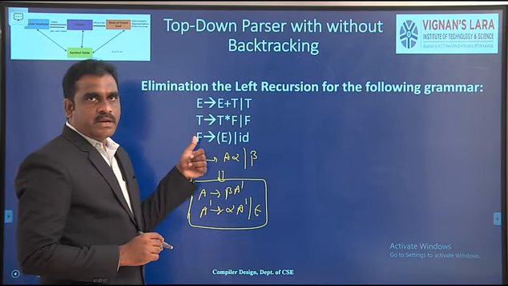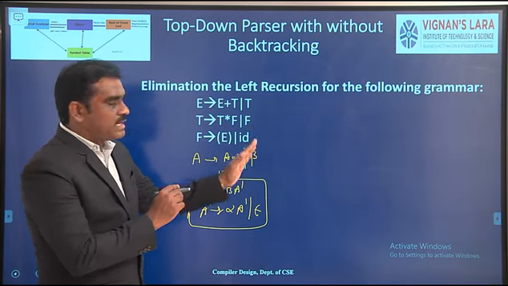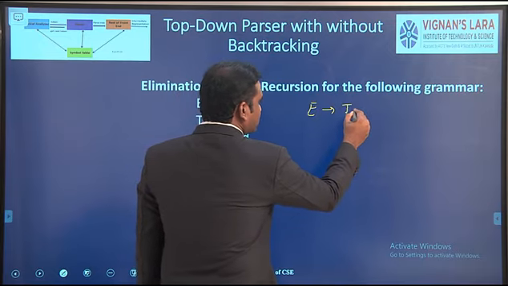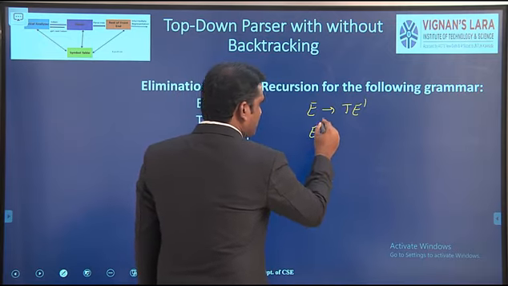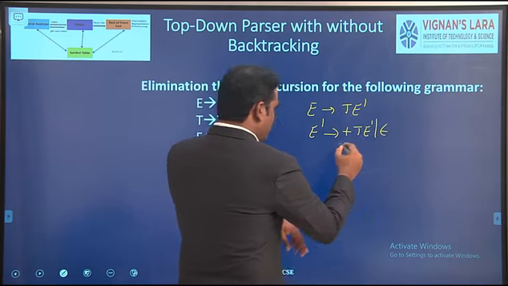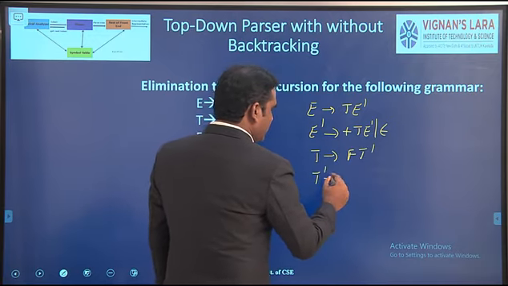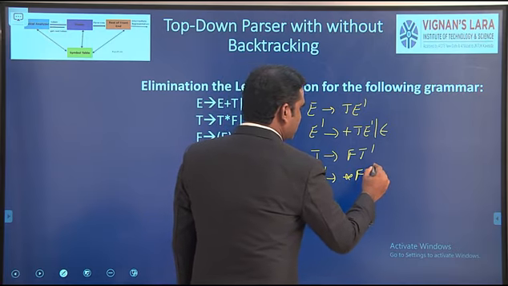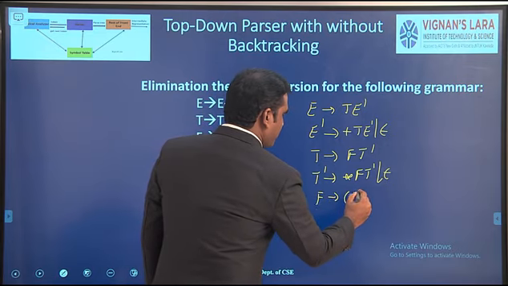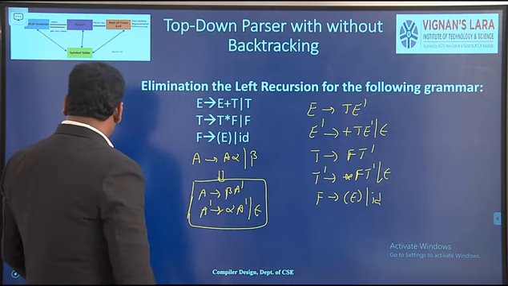So in the previous class, I have already discussed the same example, the same problem. After completion of the left recursion elimination, the resultant grammar is like this: E → TE', E' → +TE' | epsilon, T → FT', T' → *FT' | epsilon, F → (E) | id. This is the final answer.